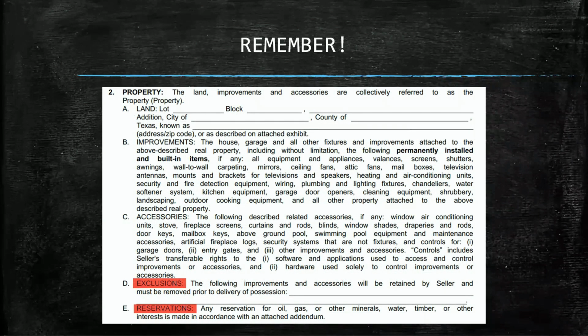So remember, the exclusions and the reservations are items that are withheld from the definition of property. If there are no exclusions, if there are no reservations, it is not necessary to attach anything else to the contract that says there are no exclusions and there are no reservations. The contract assumes that there are none of those unless the parties do something to affirmatively say, yes, we do have these things.